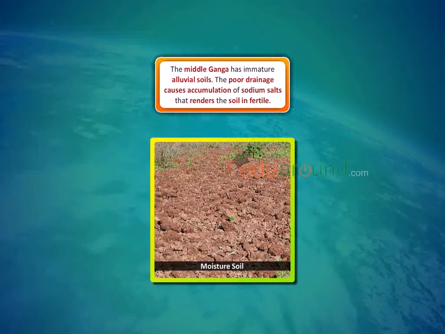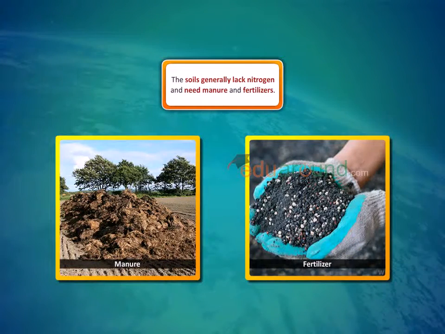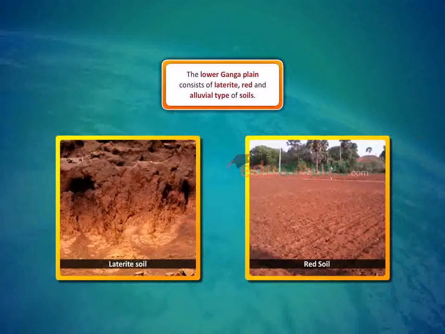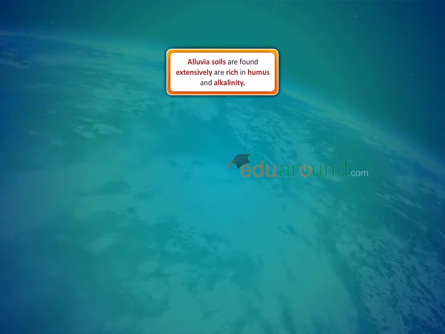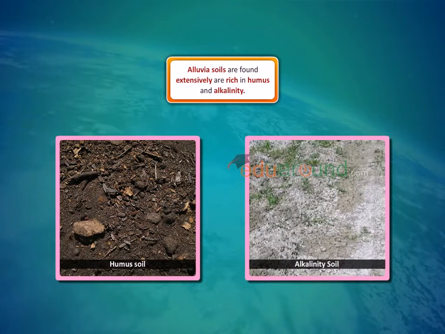The Middle Ganga has immature alluvial soils. The poor drainage causes accumulation of sodium salts that renders the soil infertile. The soils generally lack nitrogen and need manure and fertilizers. The Lower Ganga Plain consists of laterite, red and alluvial types of soils. Laterite exists in the southwestern part and is acidic and deficient in humus content. Alluvial soils are found extensively, and are rich in humus and alkalinity.